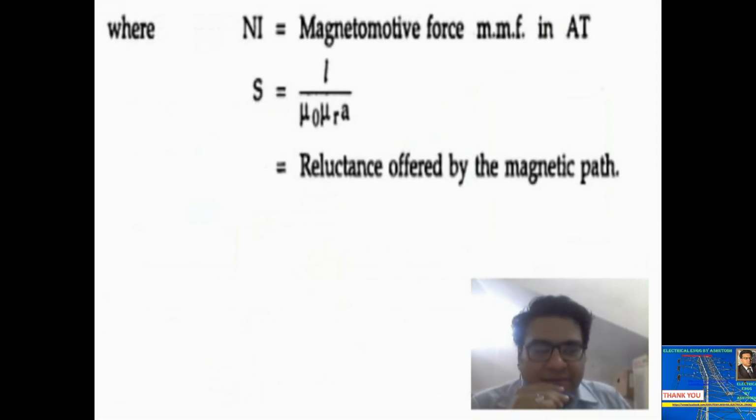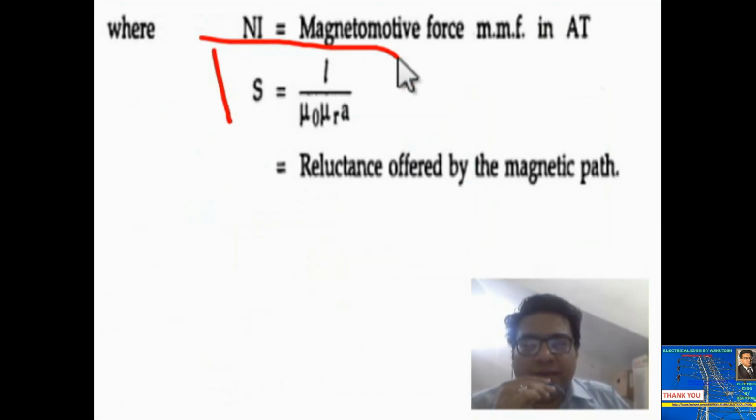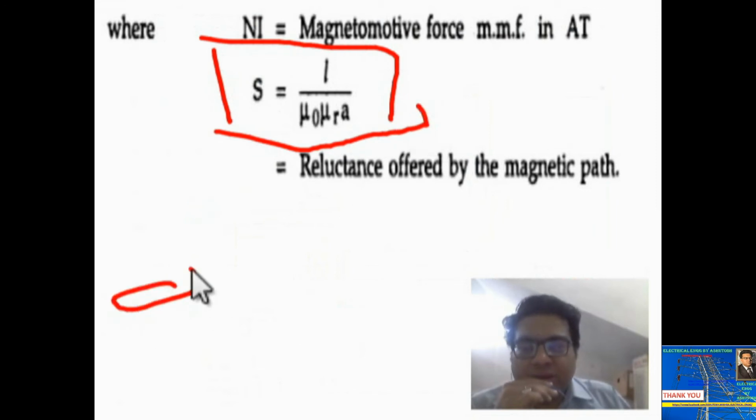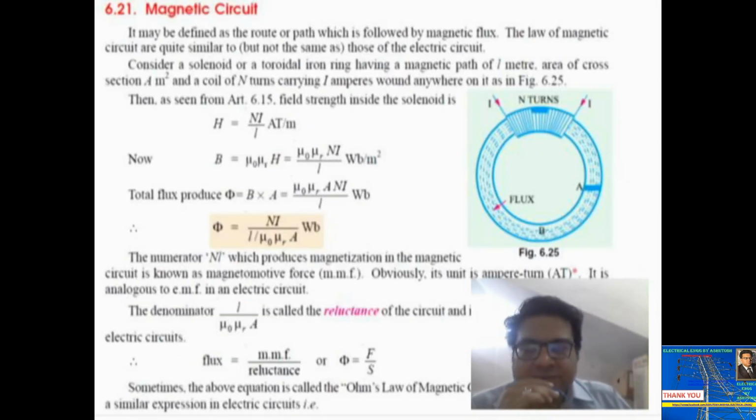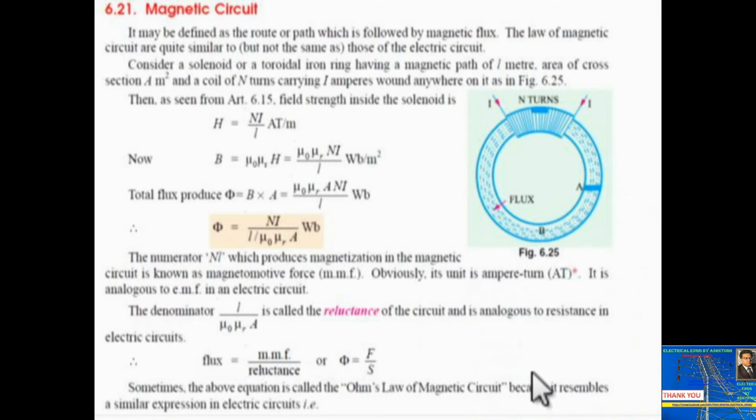So guys, we already derived this formula. You know S is equal to L upon mu 0 mu r into A. So flux is equal to Ni, that is MMF upon S. So you know here the formula of flux is MMF upon reluctance. And guys, this is a very important relation. In the denominator reluctance is there and flux is equal to MMF upon S. So guys, the above equation is called the Ohm's law of magnetic circuit. You can see here, because it resembles a similar expression in electric circuit.